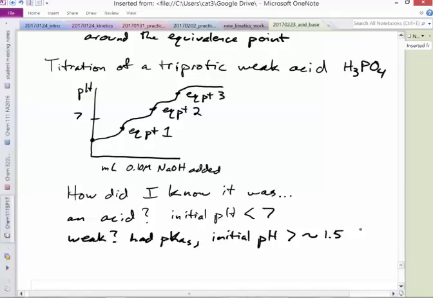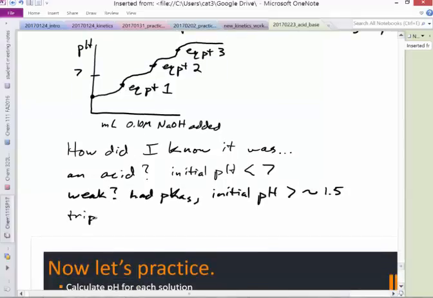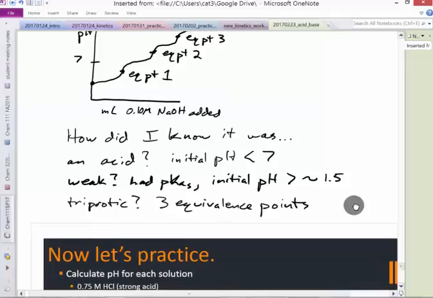We calculated a few that had a negative pH. Hard pressed to do that with a weak acid. You can do it, but sorry. So typically, if you're working under reasonable lab conditions, your initial pH will be above 1.5, but still somewhat acidic for a weak acid. How did I know it was triprotic? At 3 equivalence points. Questions so far?